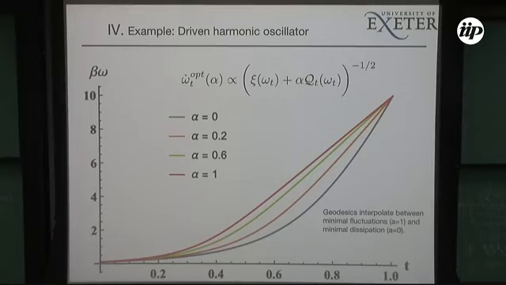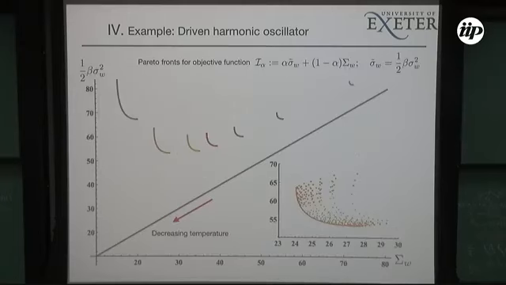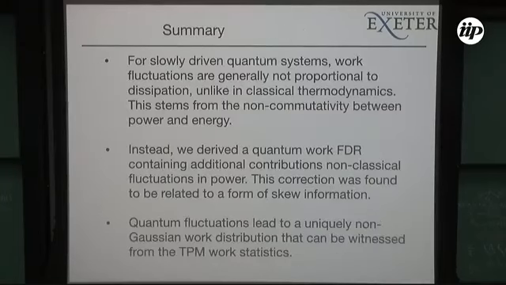Okay. So these are the optimal routes. I'll finish now. So this is showing that the blue line here would be the path of minimal dissipation, the red line is the path of minimal fluctuations, and then you have intermediate processes. So this is just highlighting the fact that the optimal routes will not coincide anymore because of this. I'll skip this. It's just showing the same thing essentially.